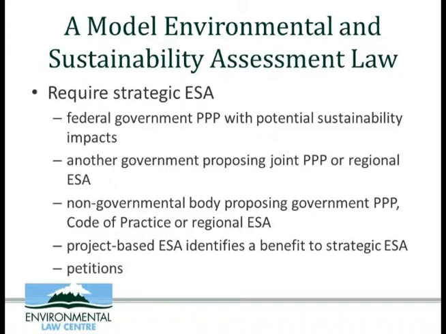The other trigger or way in which the need for a strategic environmental assessment could be identified is if in the course of conducting a project-based environmental and sustainability assessment, it became apparent that there was a gap and there would be a benefit to conducting a strategic environmental and sustainability assessment. And then finally, the last mechanism for triggering strategic assessment would be through public petitions.